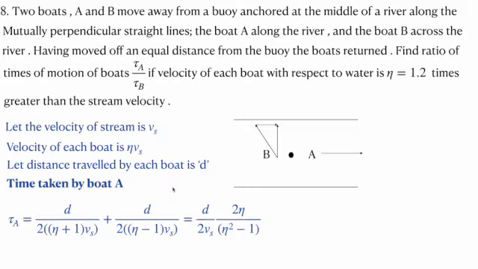Now let's evaluate the time taken by boat A. The boat A travels the half distance with velocity (η plus 1) Vs, which is the velocity downstream, and the latter half of the distance with velocity (η minus 1) Vs, which is the velocity upstream. So the time taken by boat A, τA, will be equal to (d by 2) upon (η plus 1) Vs plus (d by 2) upon (η minus 1) Vs. On simplification, we will get d by 2Vs multiplied by 2η upon (η square minus 1).